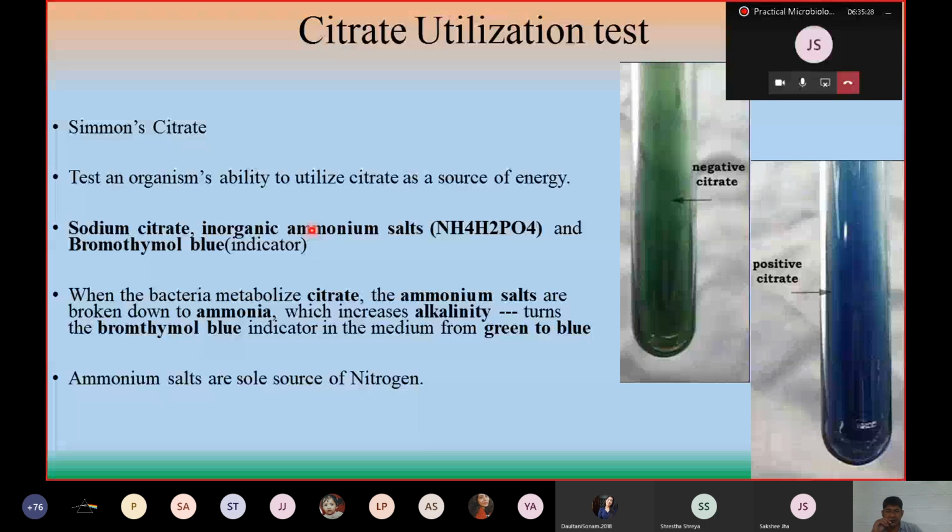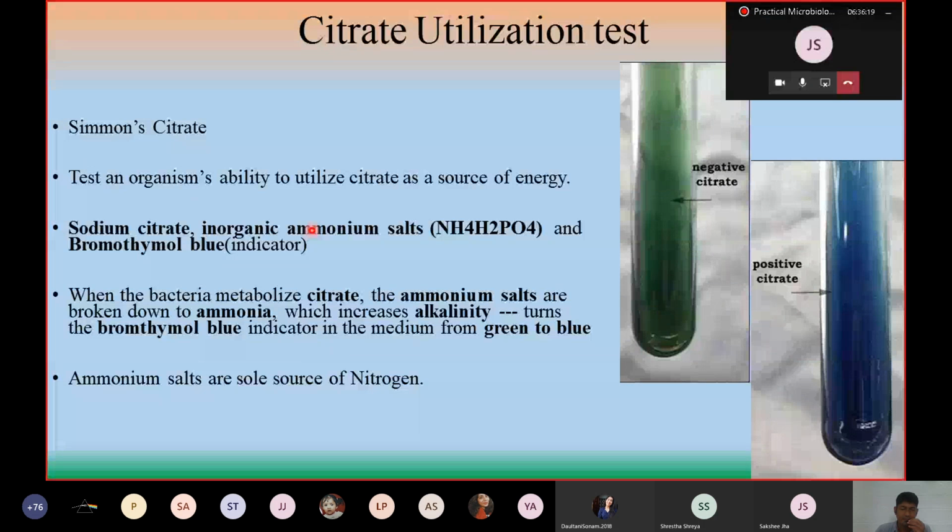If it can survive and is able to utilize the other content, that is inorganic ammonium salt, at that time they will form ammonium hydroxide as a byproduct and make the medium basic. At that time bromothymol blue will convert from green to blue in color. So the change in color is an indication that the organism has utilized citrate as a sole source of carbon.